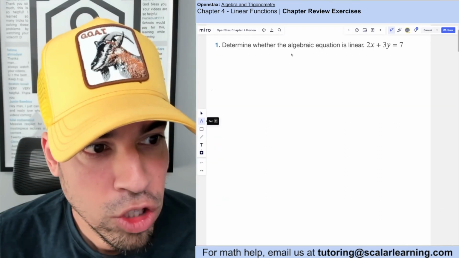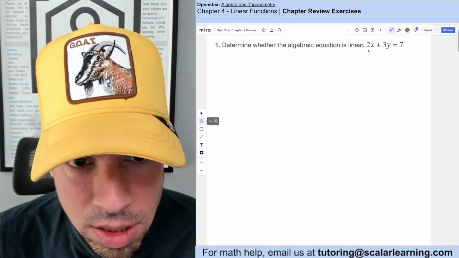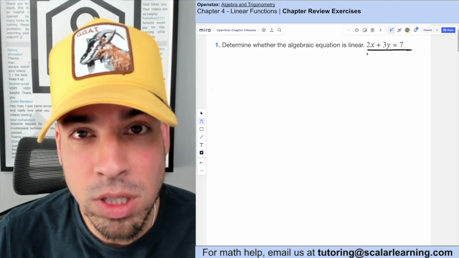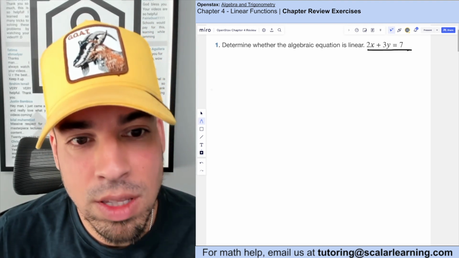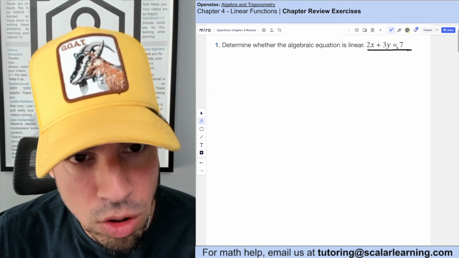Let's do it. Question 1, determine whether the algebraic equation is linear. So in a case like this, the first thing I want to look for is, are there any exponents? There are not any exponents. So this definitely is going to be a linear equation.